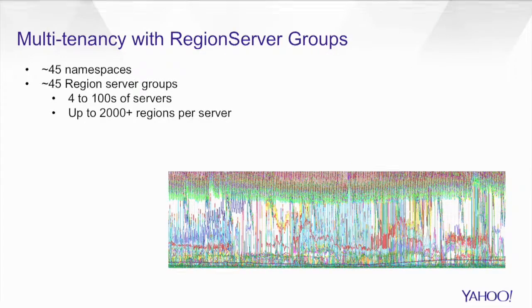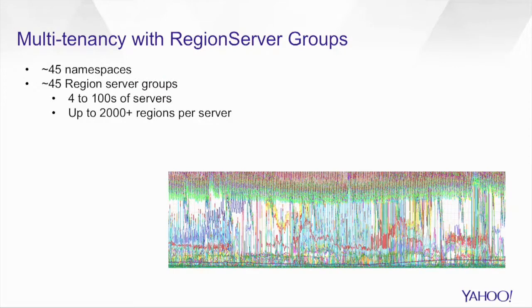So, more numbers in terms of the region server groups. In this cluster, we have around 45 namespaces and 45 region server groups. We essentially have a namespace per region server group. Each region server group spans from just 4 region servers up to hundreds of region servers. And region server groups can have, at least these ones, at most 2,000 regions per server.